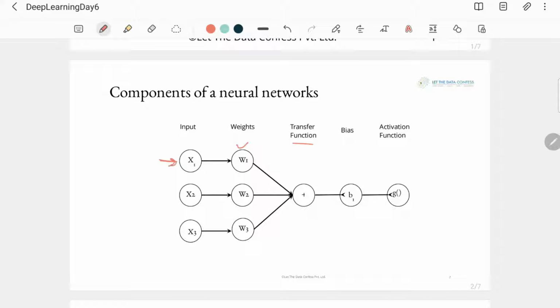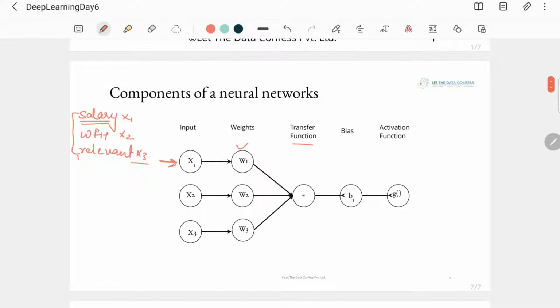Suppose there are multiple components. We checked in the last session that we took the salary, work from home, that were the components, x1 and x2, and also there was one for how relevant the work is, which we took as x3. So these parameters were helping us decide whether I should accept the company's offer or not. That was the problem we were trying to solve here.